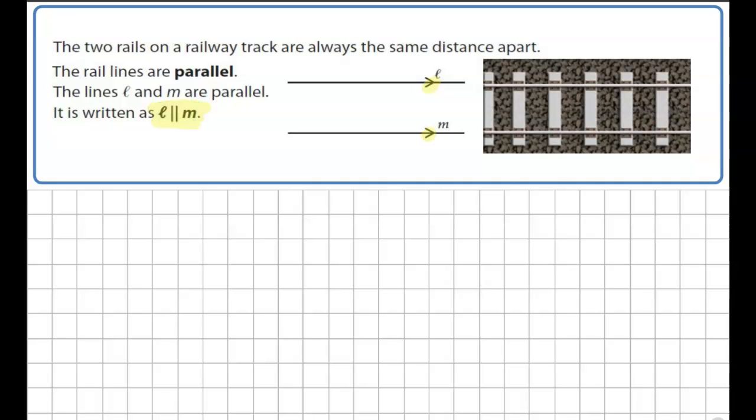If we were to draw a line that went across them both, so if we draw a line like that, for example, this is called a transversal. A transversal has now created 8 angles, 1, 2, 3, 4, 5, 6, 7, 8. And there are certain rules to do with these 8 angles and the relationship between them.